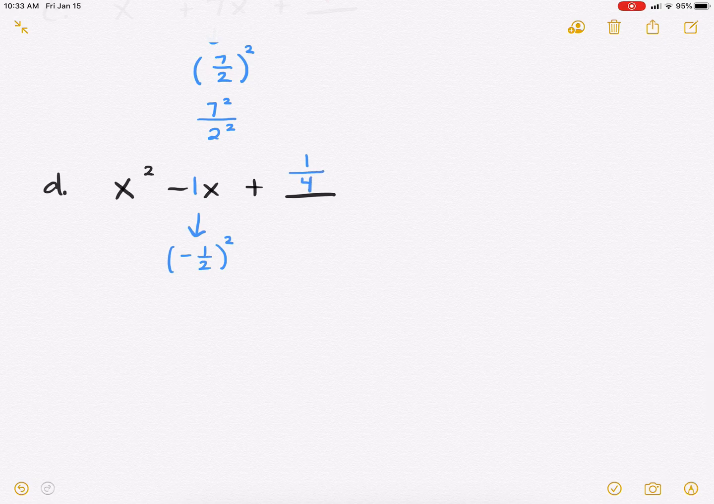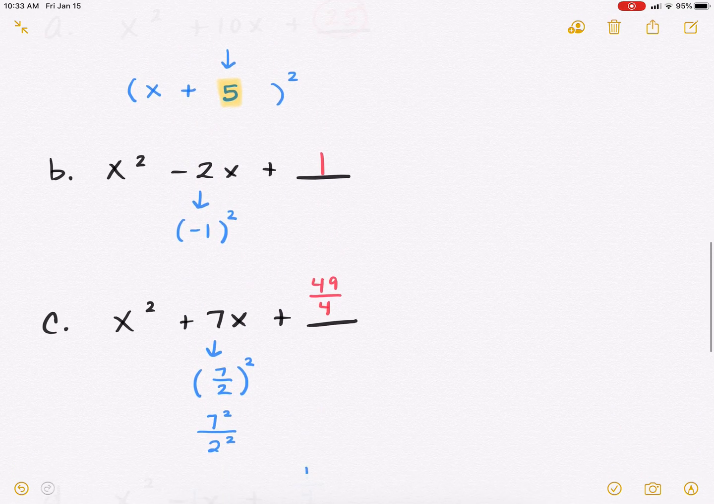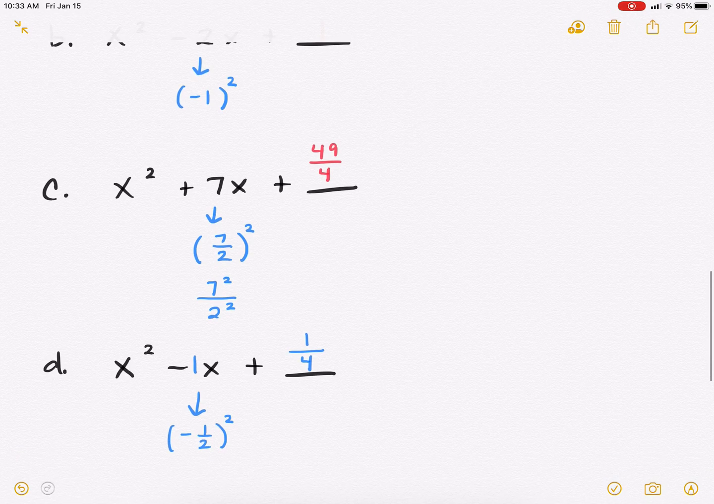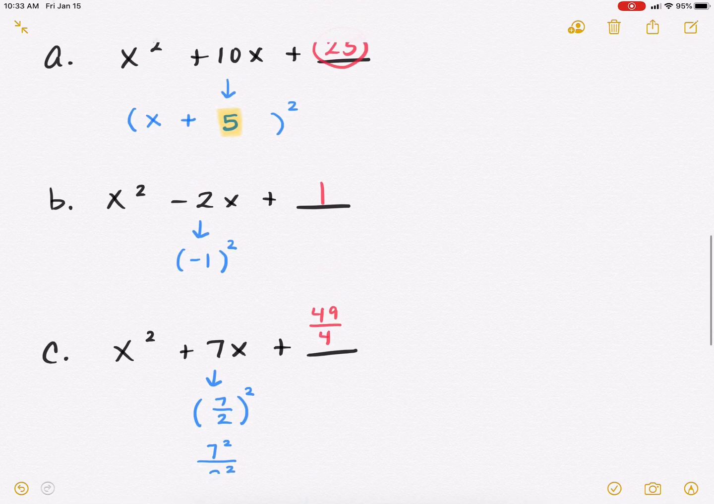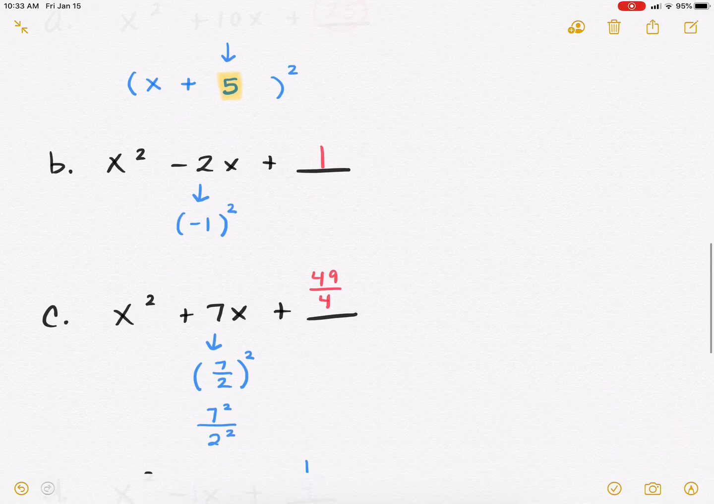Okay, thank you for joining along. I hope that if nothing else, the patterns make sense and we have a better understanding about perfect square trinomials and all of their patterns, because we're going to use those tomorrow in our next solving method.